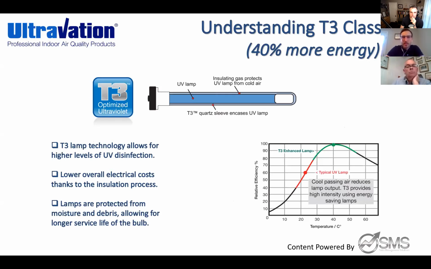So go ahead to the next slide. Now we are going to jump into our UVC bulbs from Ultravation. We do have normal UVC bulbs at Ultravation, but we also have a UVC bulb that we call the T3 bulb, which actually gives 40% more energy. So we are going to look at that and how it is better than a typical UVC bulb. First, let's look at the first picture there. So it is an insulated gas.